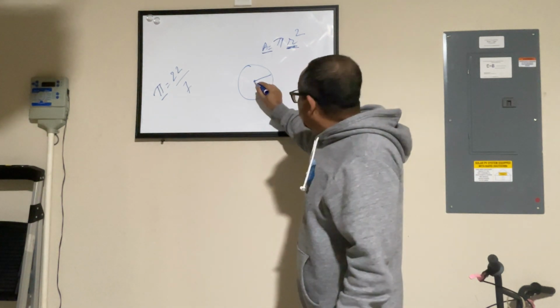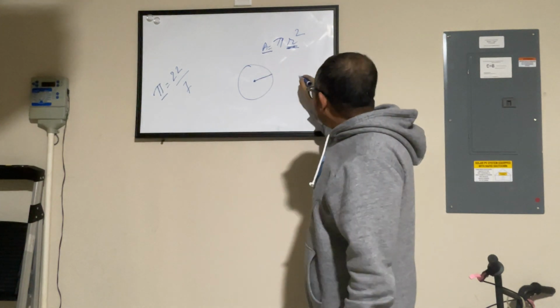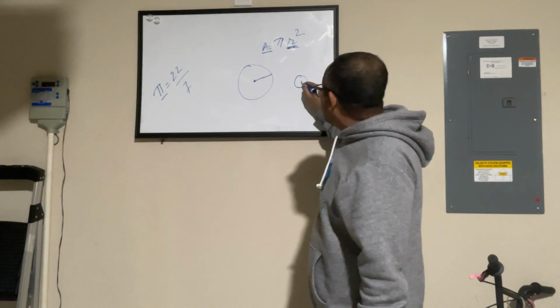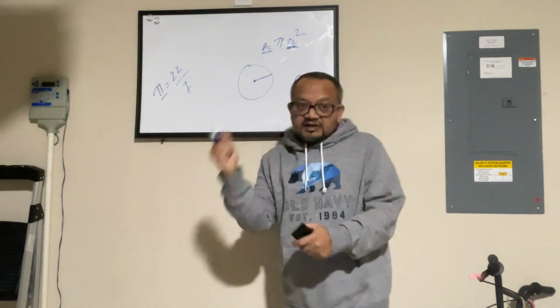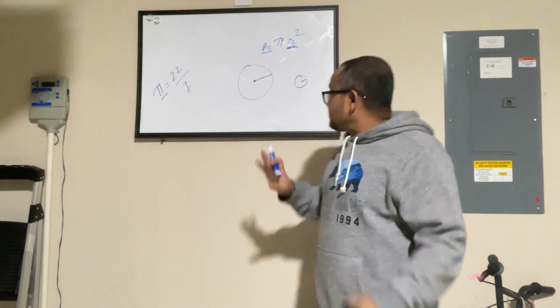If this is a circle, this is the radius. If the radius of a circle is small, the circle will be small. That is the property.